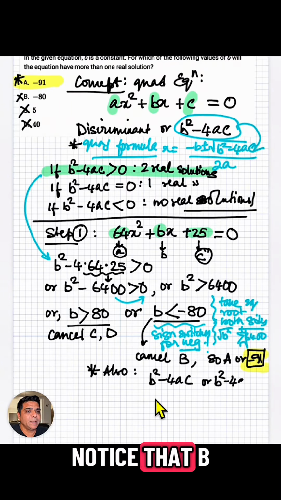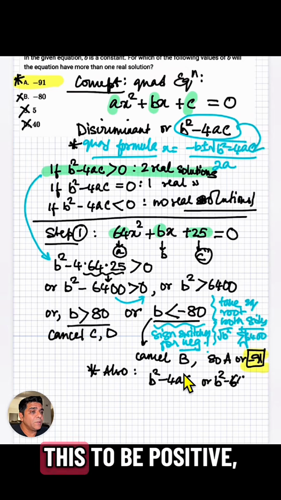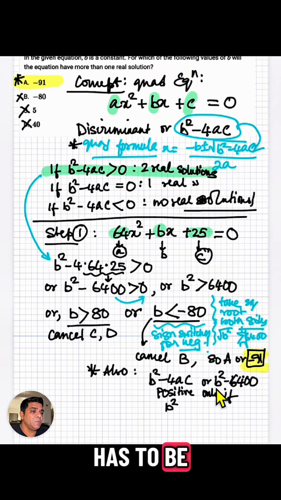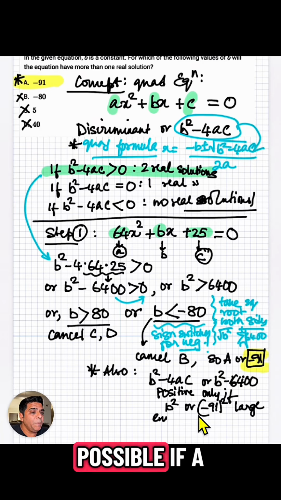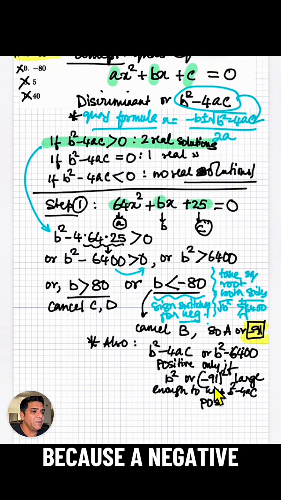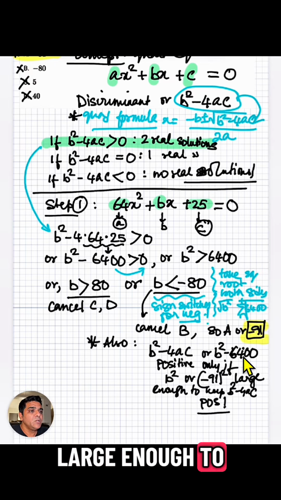Also, just quickly notice that in b squared minus 4ac, in order for this to be positive, the b squared has to be greater than 6400, which we calculated the 4ac to be. So that's only possible if negative 91 is the right answer, because negative 91 squared is going to be a number large enough to keep this whole thing positive.